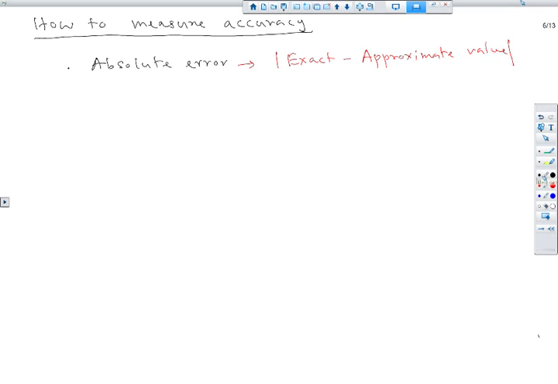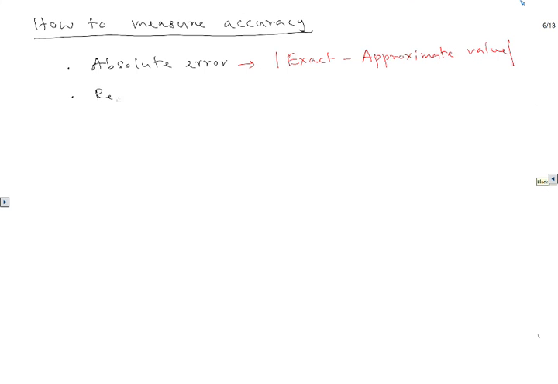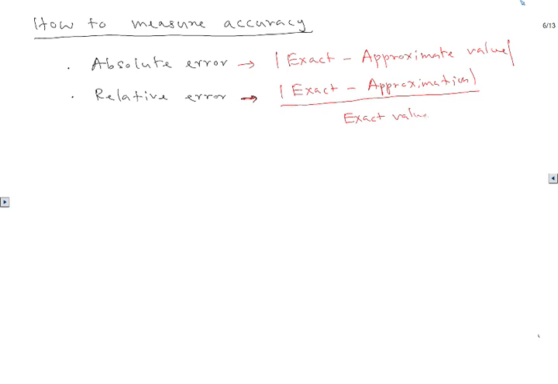And the next one is the relative error. So what's a relative error? Relative error means we do the same thing first, so exact minus the approximation, and you're going to divide this by the absolute value of the exact value. The absolute value, because we don't need the negative value. So that's what we call the relative error.